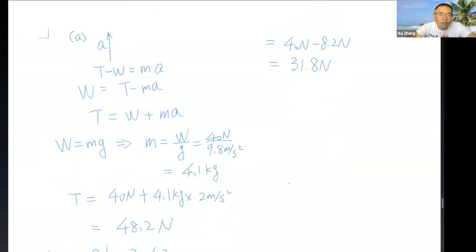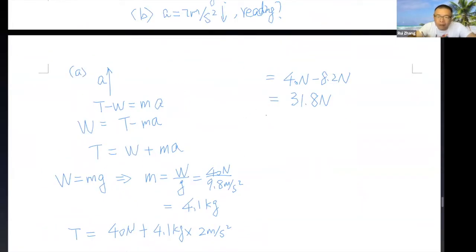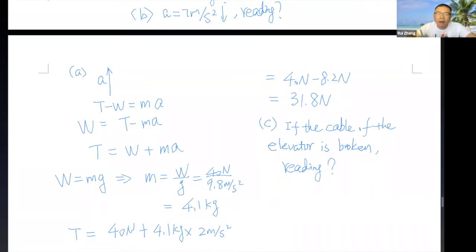Okay, good. So with this understanding, let me ask you a third part. Well, this is a tragedy here. What if the cable of the elevator is broken? If the cable of the elevator is broken, what's going to be the reading on the scale based on your understanding of the previous two parts?